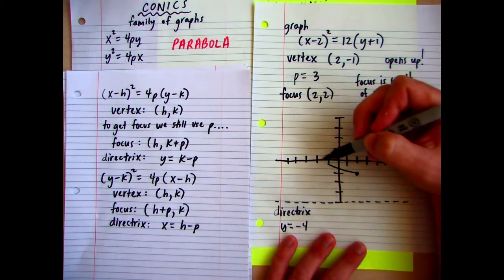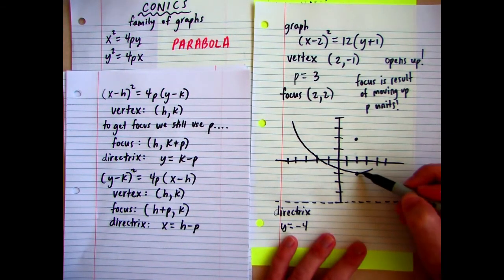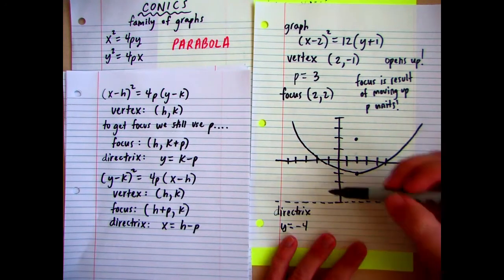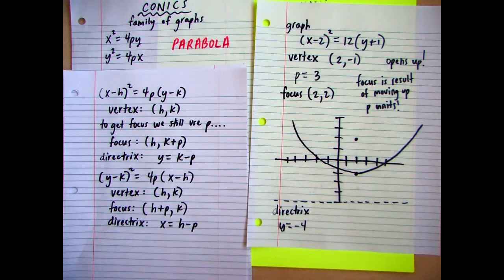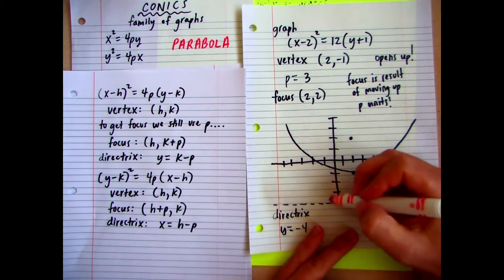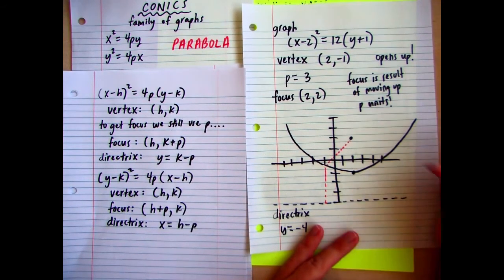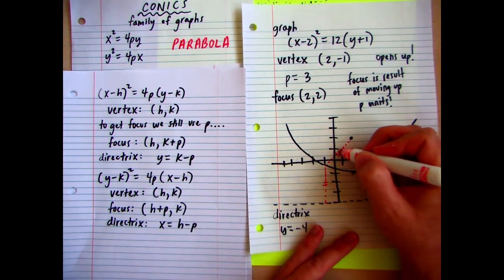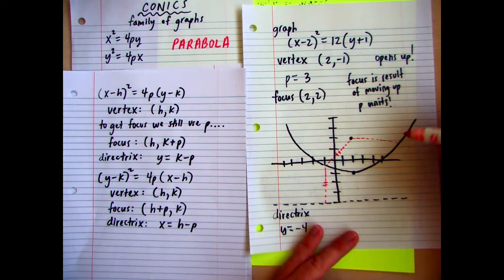So now it's just a matter of sketching in my parabola. Remember that each point is equidistant from the focus and directrix. Try to eyeball it in. And to see if you kind of did a good job sketching it in, maybe pick a few points. I'm going to pick a point on my parabola, and I'm going to show that it is equal distance from the directrix and the focus. Here's another point on my parabola. Equal distance from the directrix and the focus.